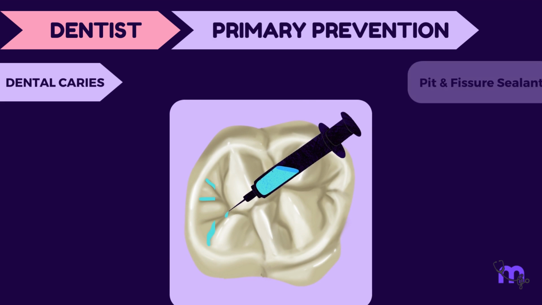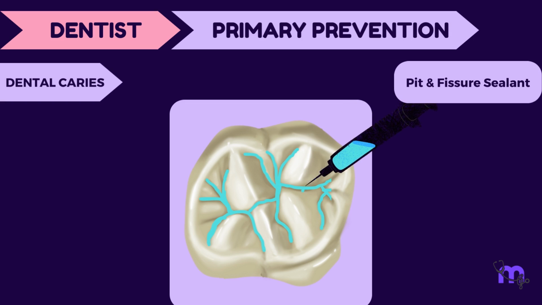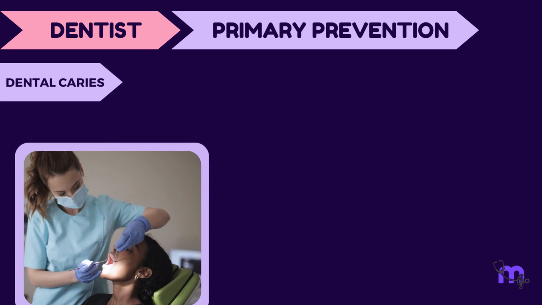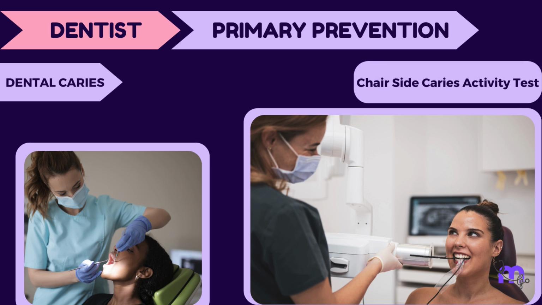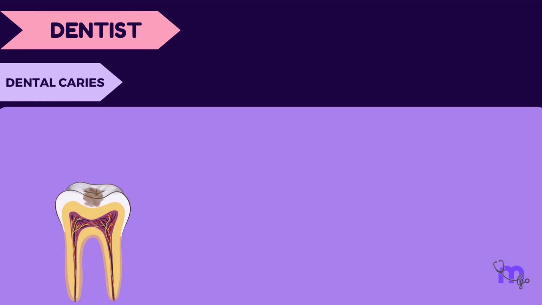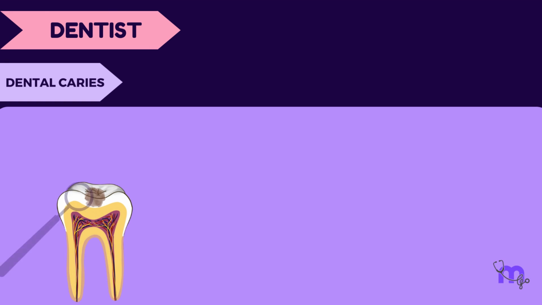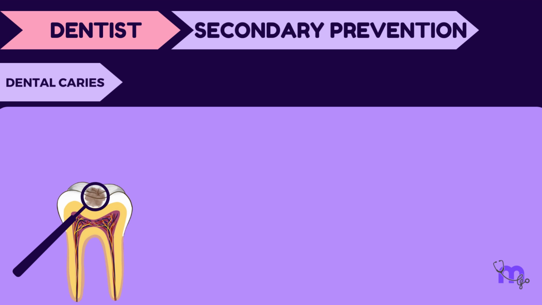Thus, primarily, specific protection could include topical application of fluoride and fluoride supplements. Additionally, pit and fissure sealants can be placed in teeth with deep grooves and fissures. If the dentist feels the need to confirm if a lesion is carious or not, there are also several chair-side caries activity tests available. Once detected, the dentist should completely examine the lesion, followed by any one of the secondary preventive measures to promptly treat the lesion.